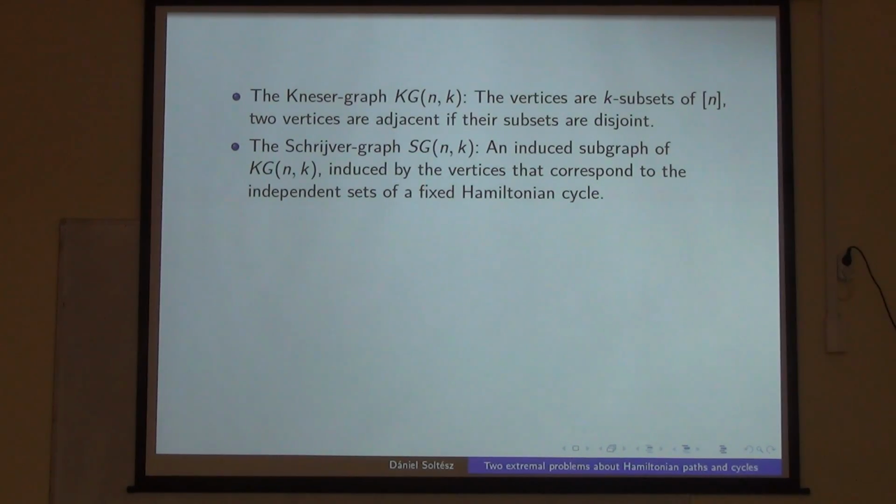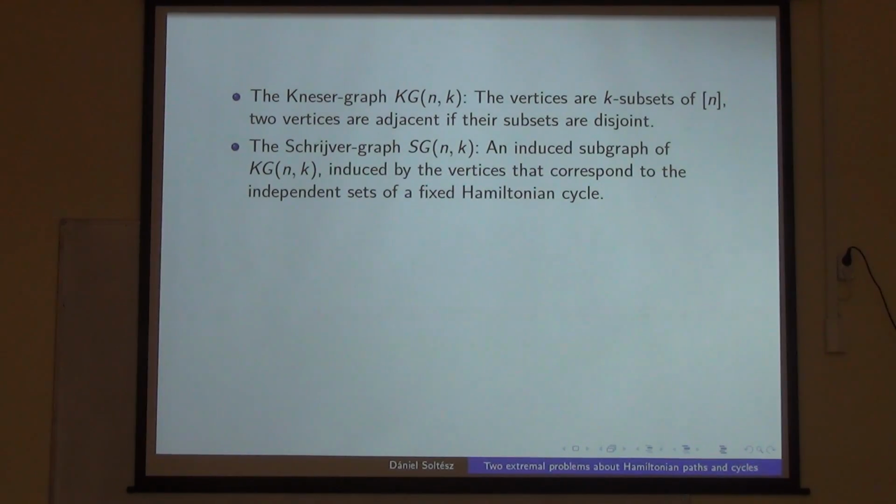Maybe I'm not pronouncing it well. So the Schrijver graph is an induced subgraph of the Kneser graph, and you get it as follows. You fix a Hamiltonian cycle on the vertices of the ground set, and only those vertices will belong to the Schrijver graph which correspond to subsets which are independent in this fixed Hamiltonian cycle. So somehow a cycle governs which sets you throw away, and the rest is just like the Kneser graph, disjointness means adjacency.